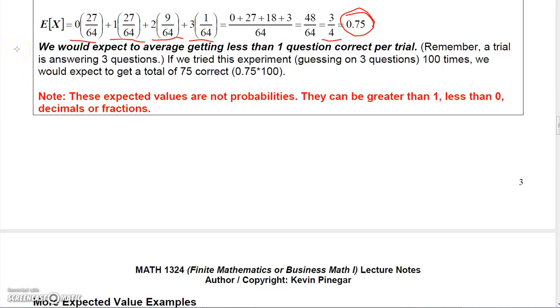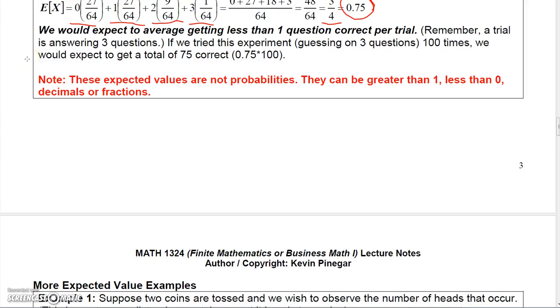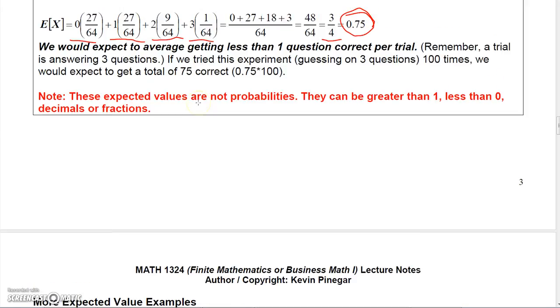Now I'm going to end this here. I do want to make one comment: expected values are not probabilities. They can be greater than 1, and they can be less than zero. In the next video on this section, I'm going to pick up on some examples of calculating expected value, because there are several different ways that we can approach the expected value of a random variable.